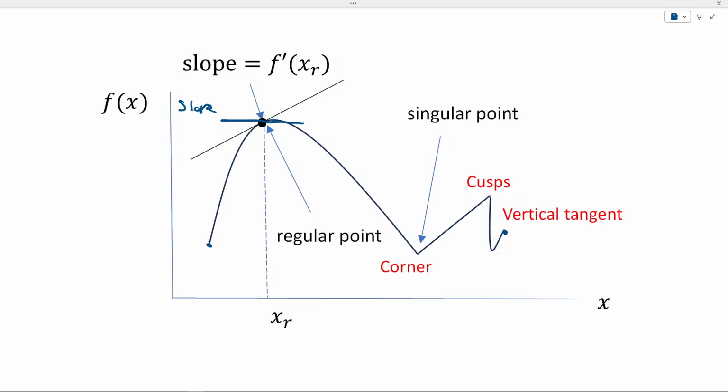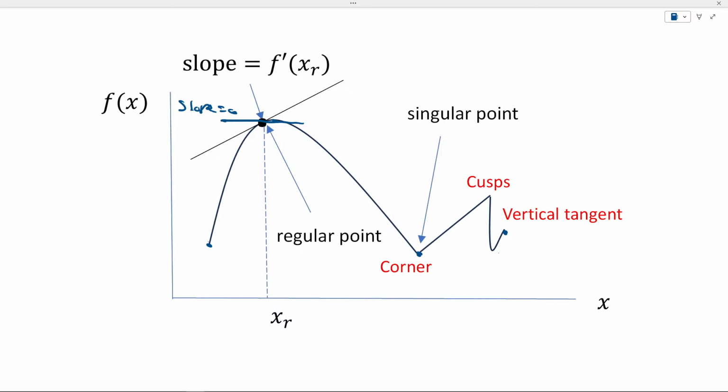Slope equal to 0, and that is a local maximum. I have here a local minimum, although the derivative is undefined, it is still a local minimum. I cannot use a derivative-based method to find this point for me, but I can use other methods.